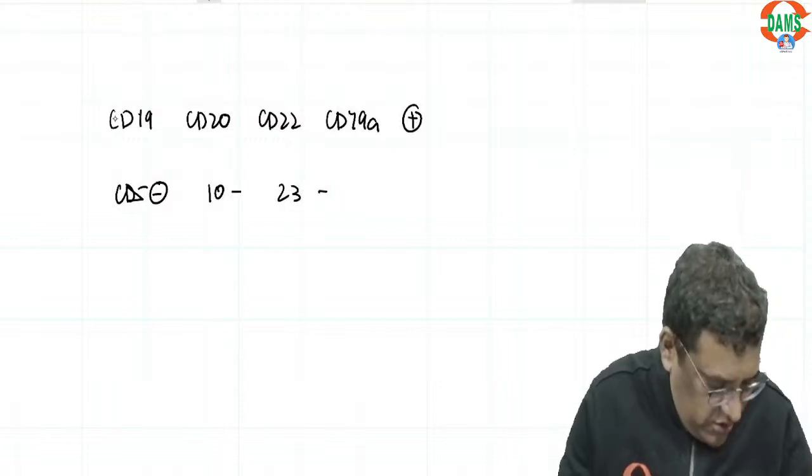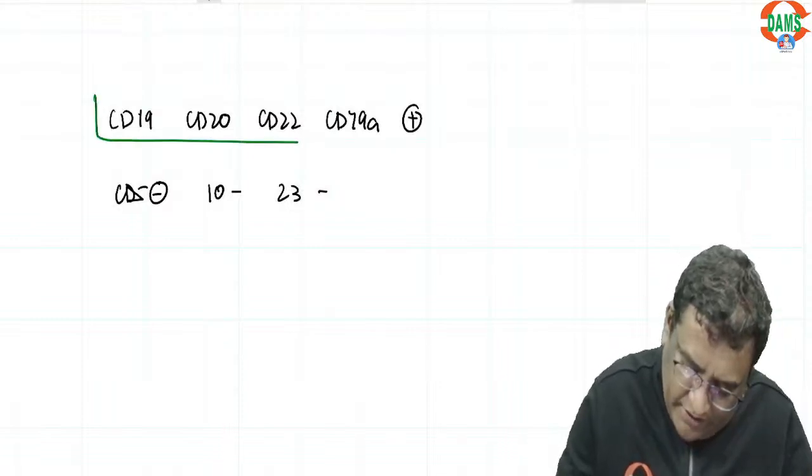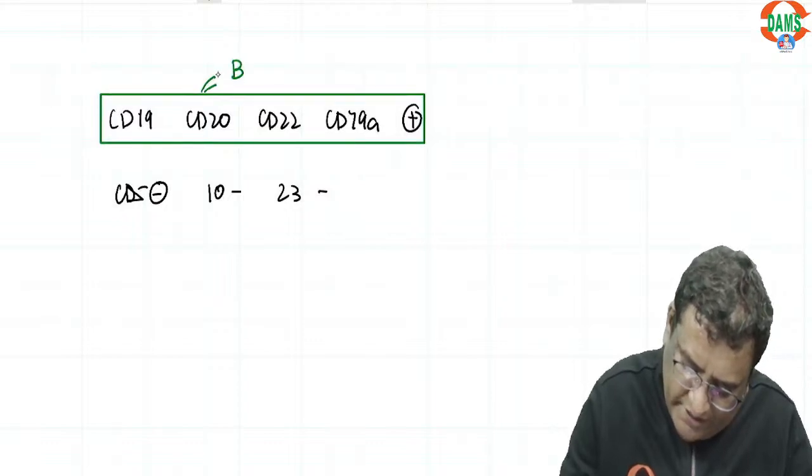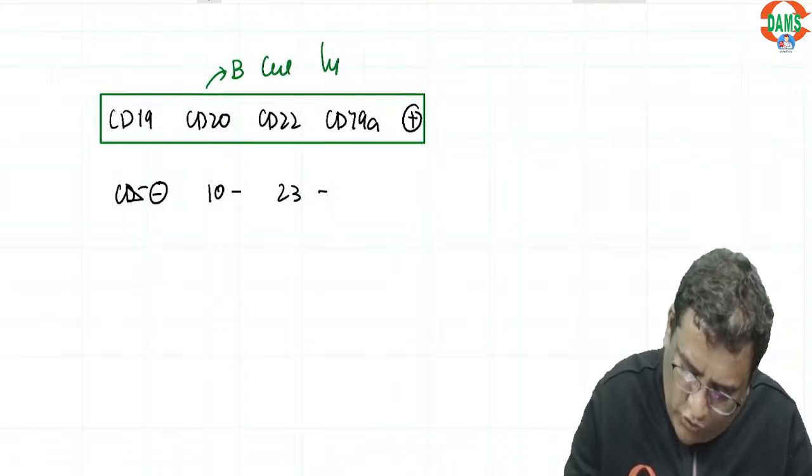Look at this question now. CD19, 20, 22, 79A. What does that suggest? This is suggesting it is a B cell neoplasm, nothing else, isn't it? It suggests it's a B cell lymphoma.